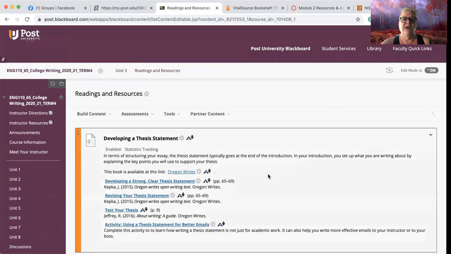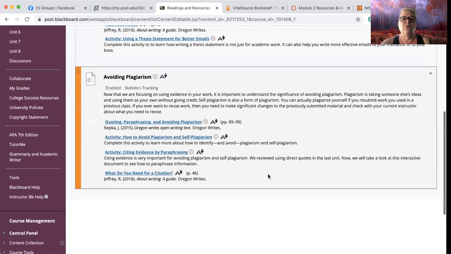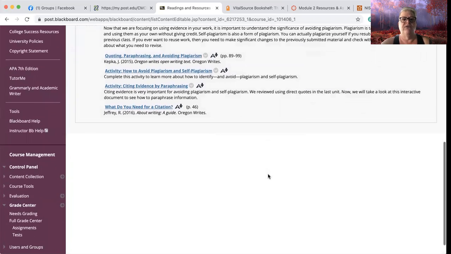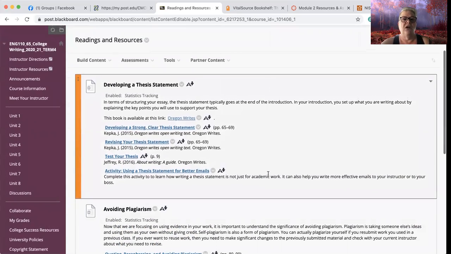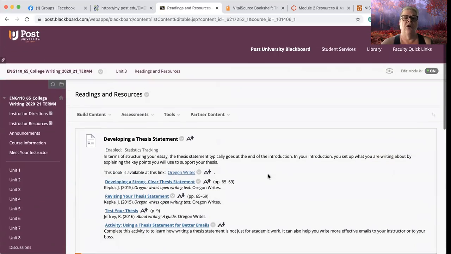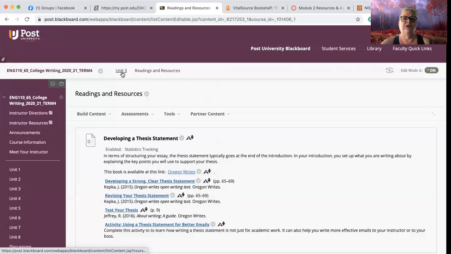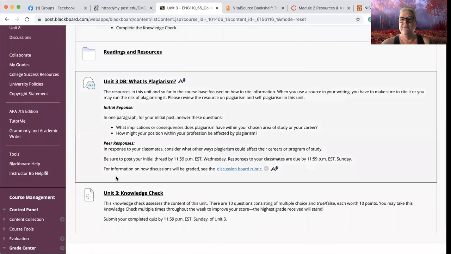First order of business will always be to check into the readings and resources. There's a lot of good information about developing a thesis statement and avoiding plagiarism. You want to read all of these. You want to view any videos or any other activities that are in here step by step before you attempt to do your first written assignment, which is your discussion board that'll be due on Wednesday, just like always.